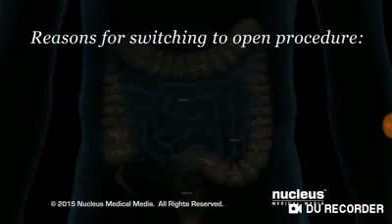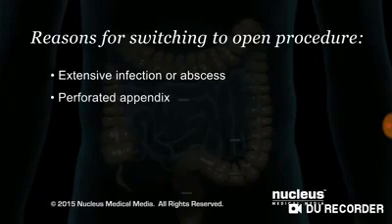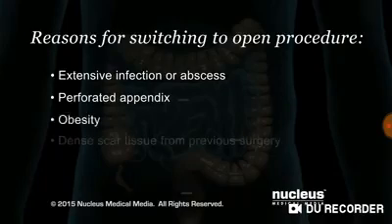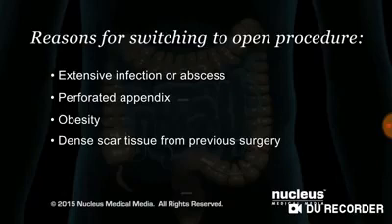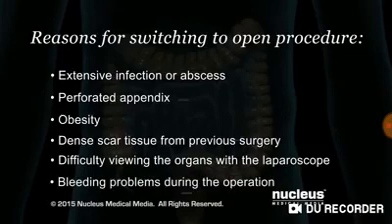Reasons for switching to an open procedure include an extensive infection or abscess, a perforated appendix, which means there's a hole in it, obesity, dense scar tissue from previous abdominal surgery, difficulty viewing the organs with the laparoscope, and bleeding problems during the operation.